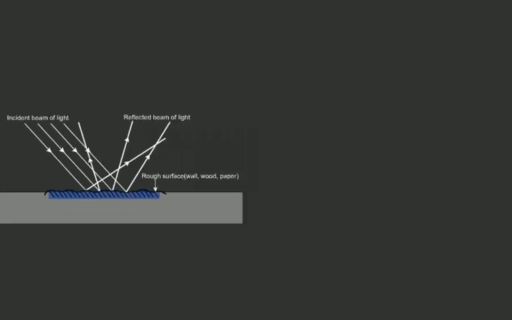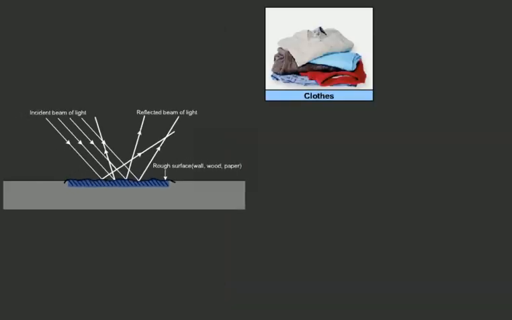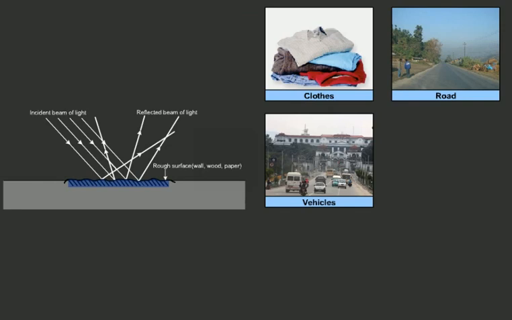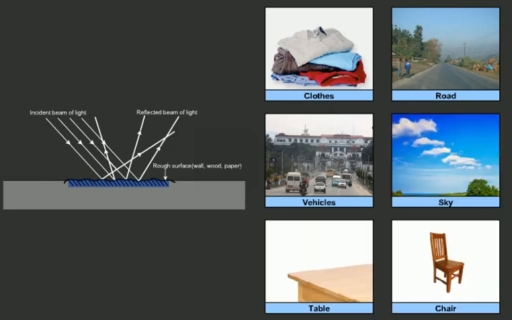Since irregular reflection occurs from the walls of a room, clothes, roads, vehicles, sky, tables, chairs, and so forth, and light after reflection reaches our eyes, these things are visible to us.